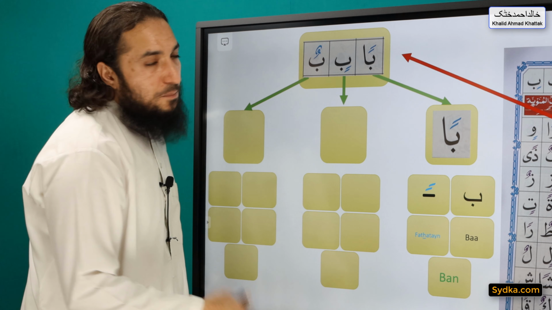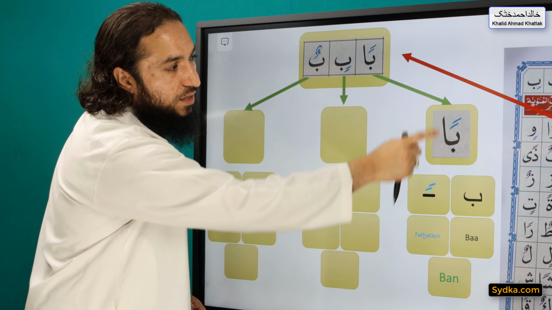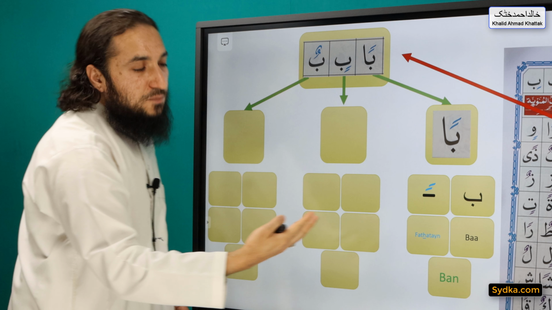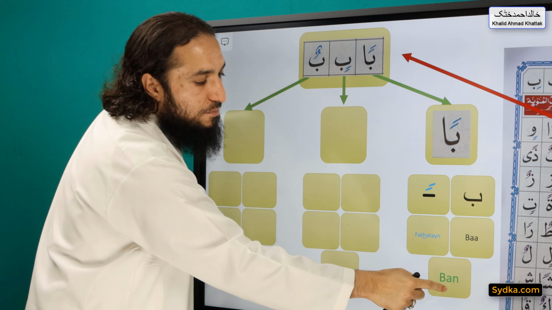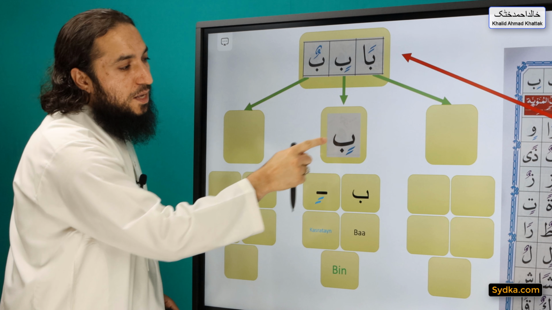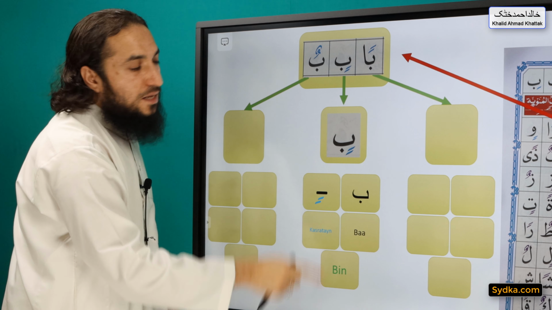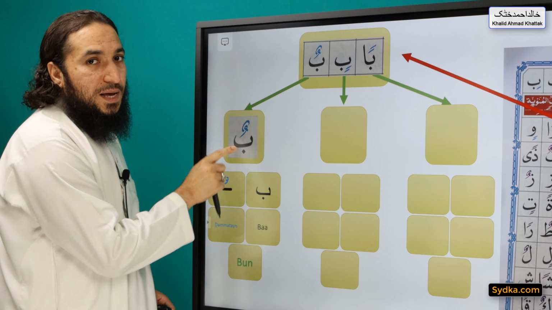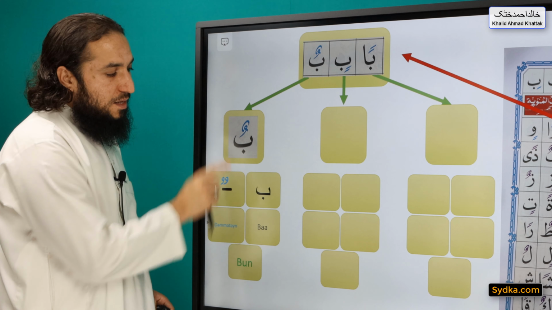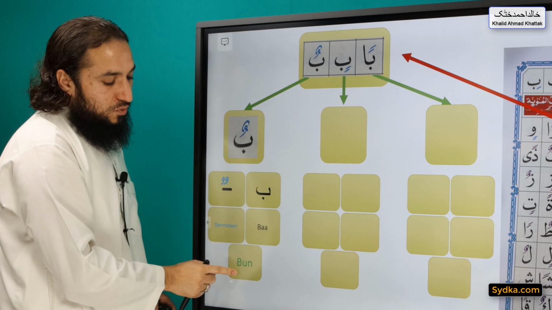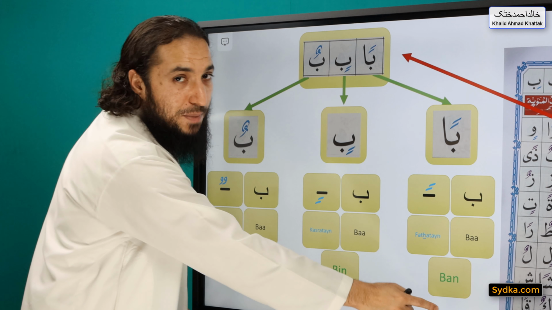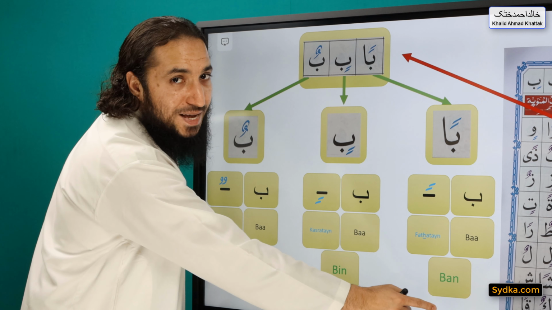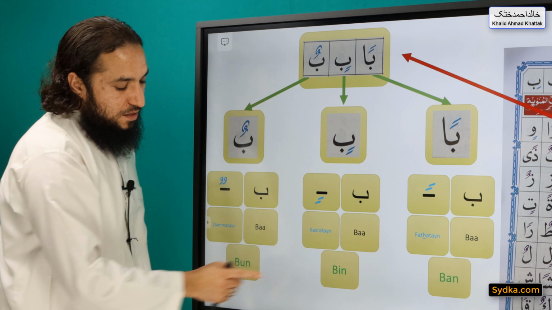The next one is ba. Can you see here? The alif is silent here again. Ba fathatain ban, that's how it is pronounced. Ba kasratain bin. Ba dhammatain bun. Ban, bin, bun.